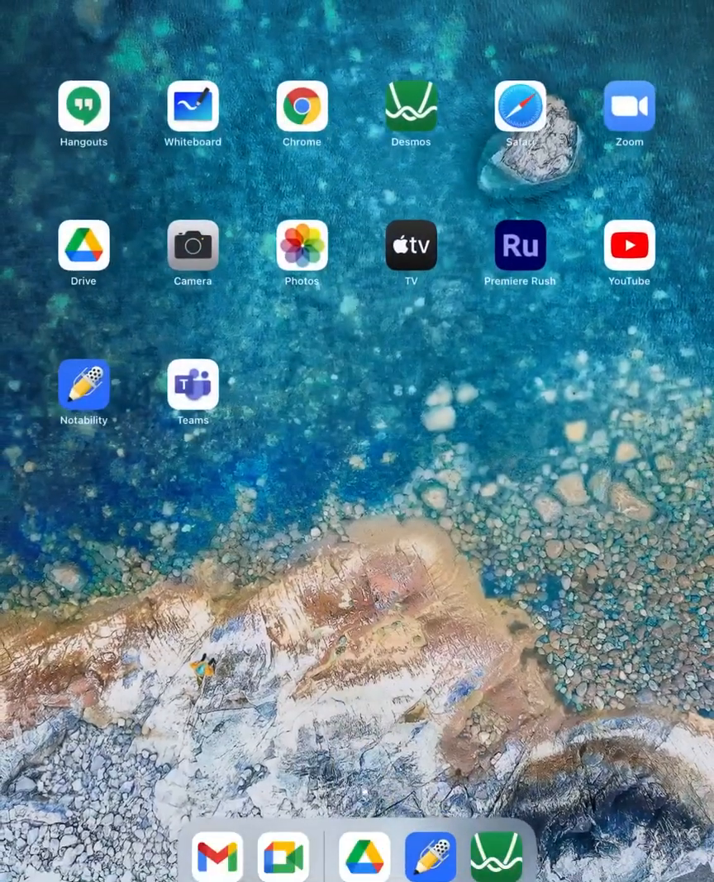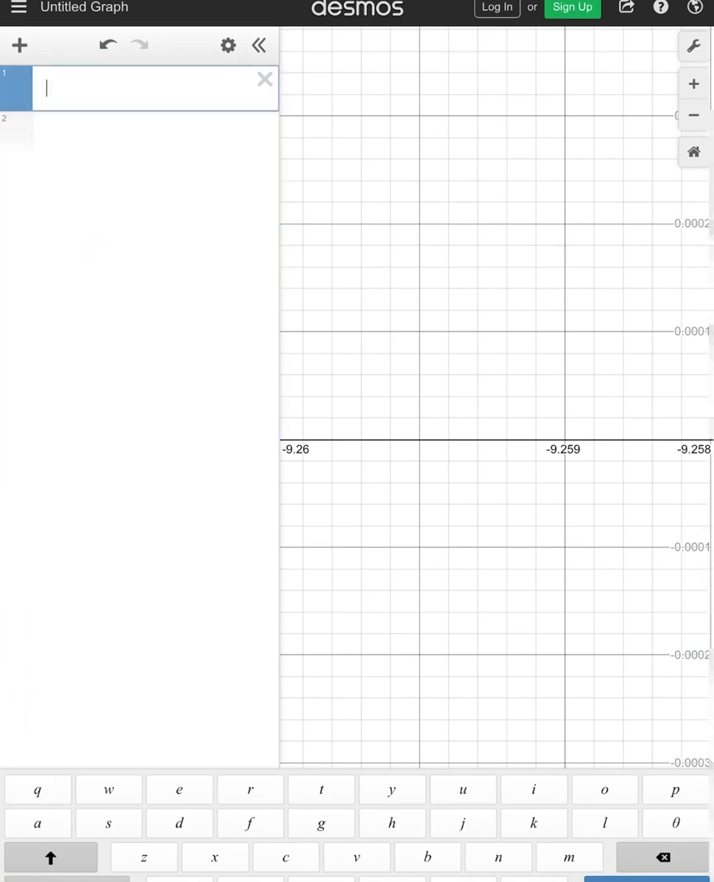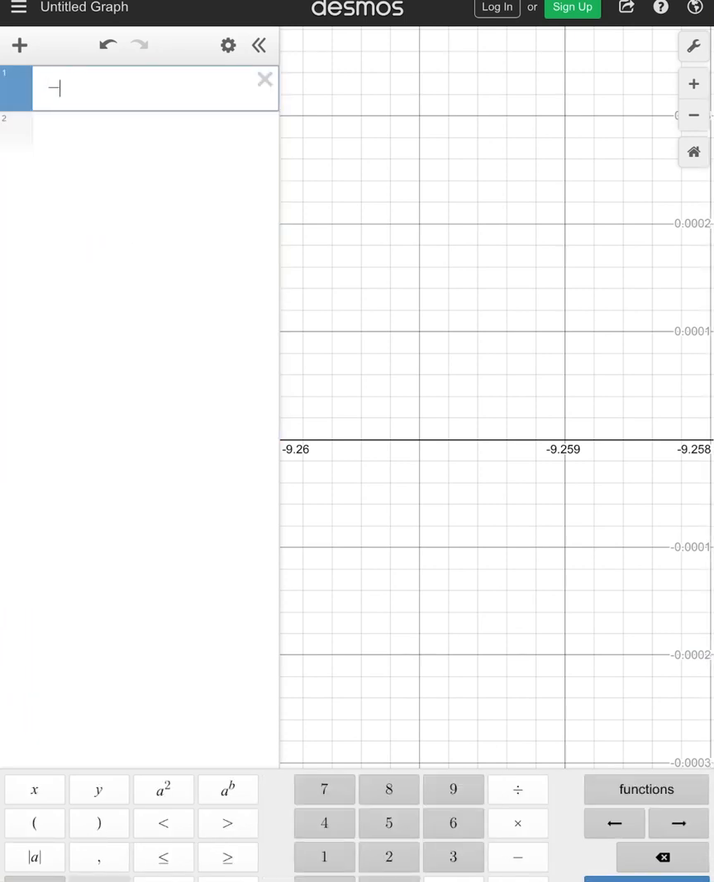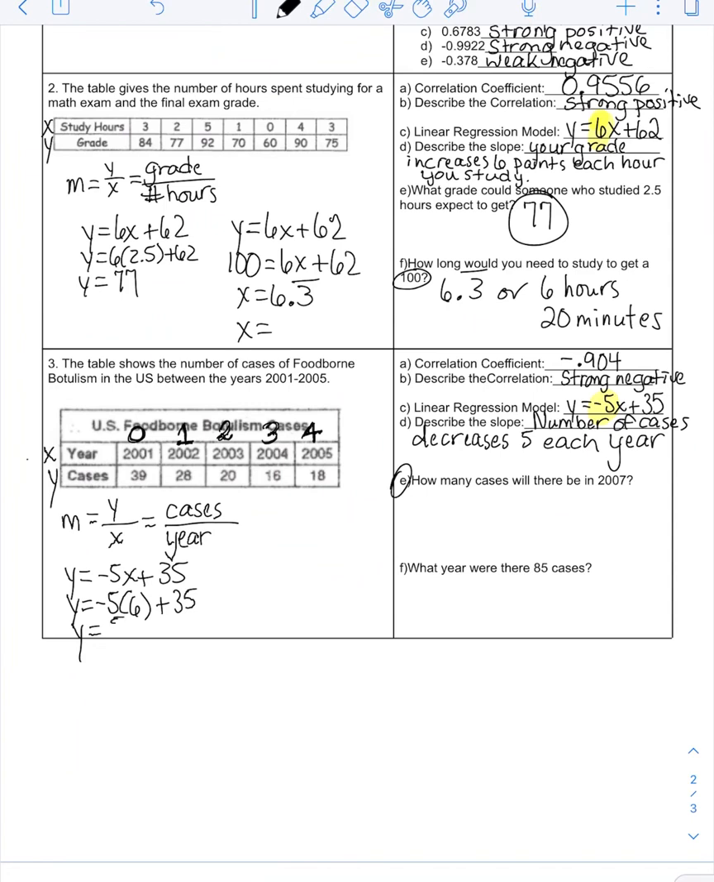And I always like to use my calculator to make sure. It looks like it's going to be 5. But again, I like to make sure. So, -5 times 6 plus 35. Yep, it's going to be 5. So, how many cases will there be in 2007? 5 cases. That's the prediction based on our linear regression model.